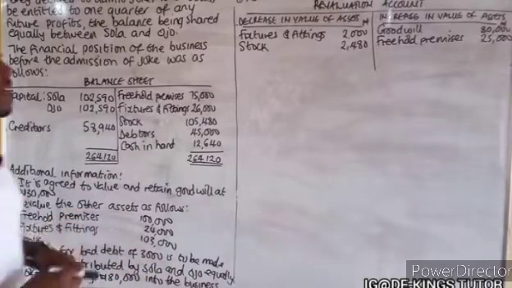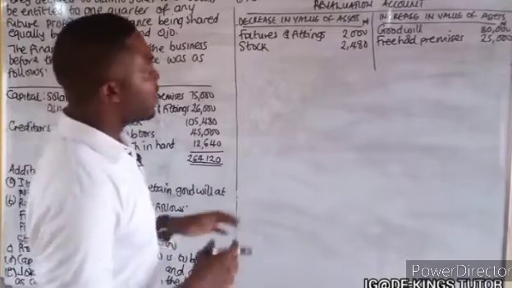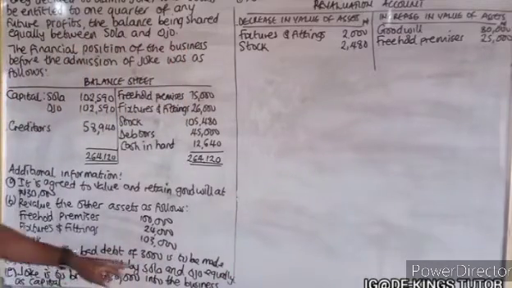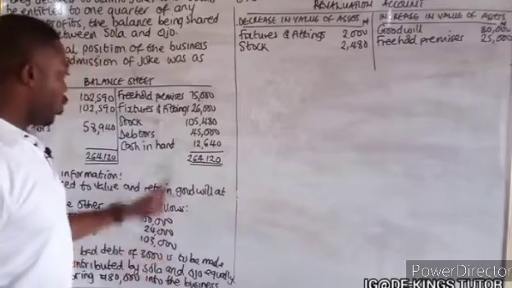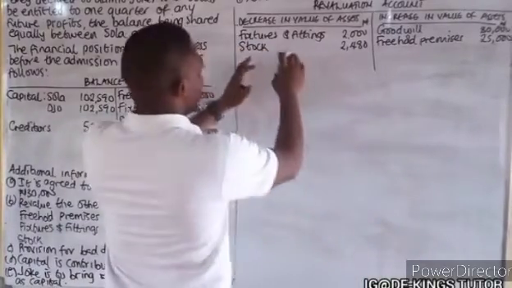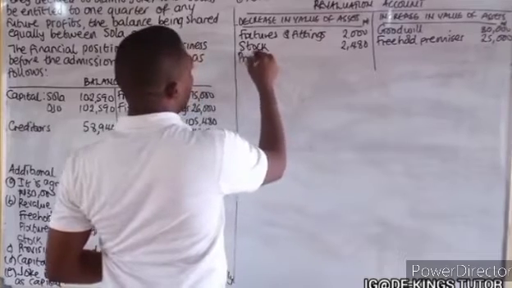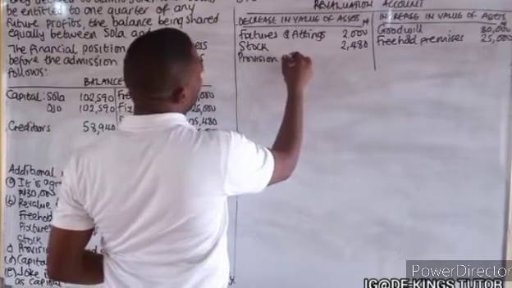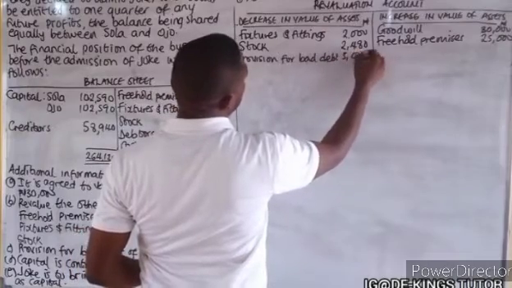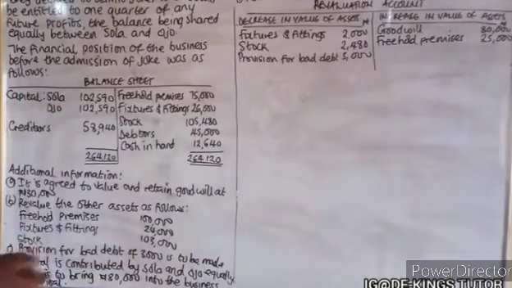Okay, the next one is provision for bad debt of 3,000 is to be made. Now, provision for bad debt, provision is a money that is kept aside as against what? Bad debt. So they said the provision for bad debt of 3,000 is to be made. Provision is on debtor. So it will reduce debtor, which is an asset. So the provision will come here. So have provision for bad debt 3,000.